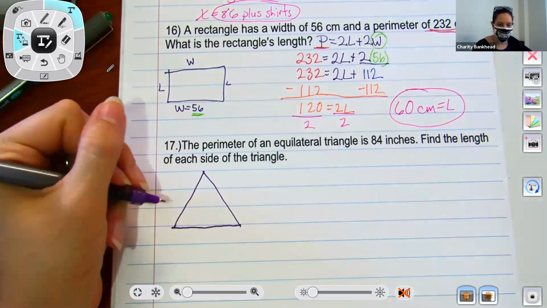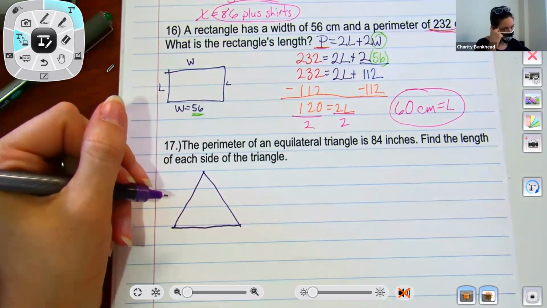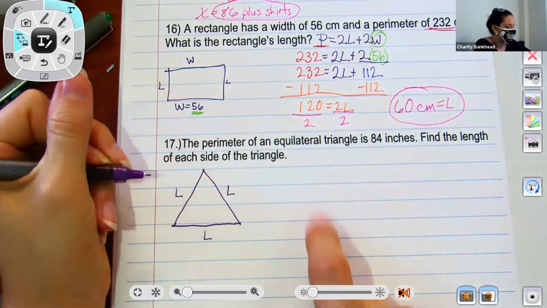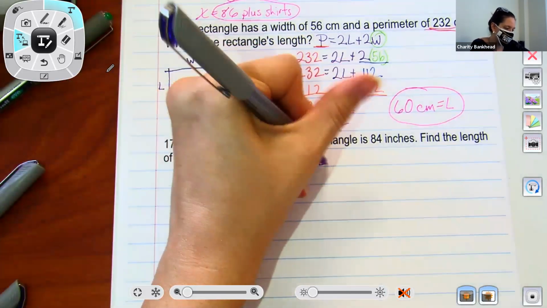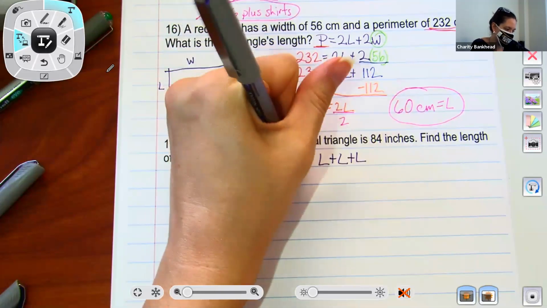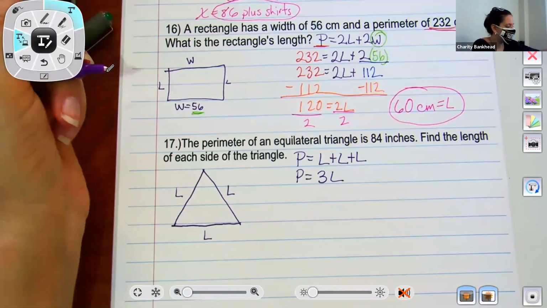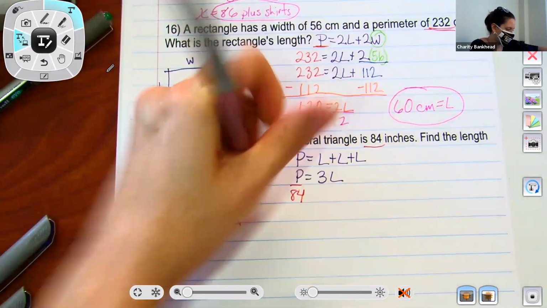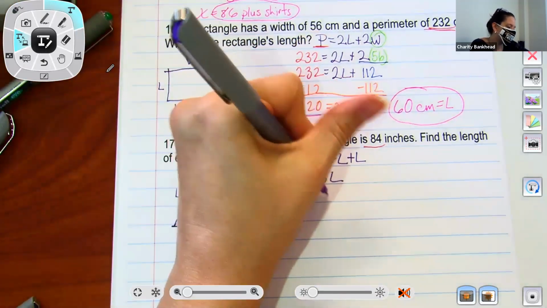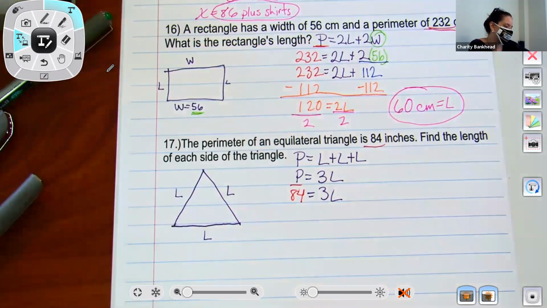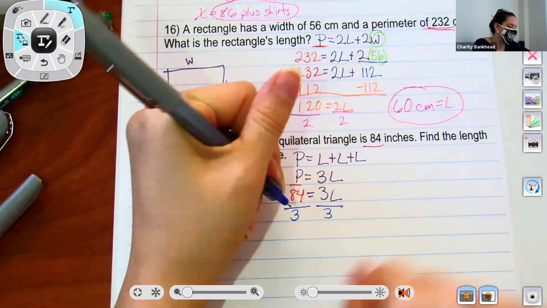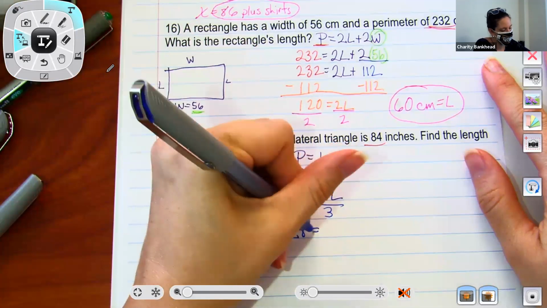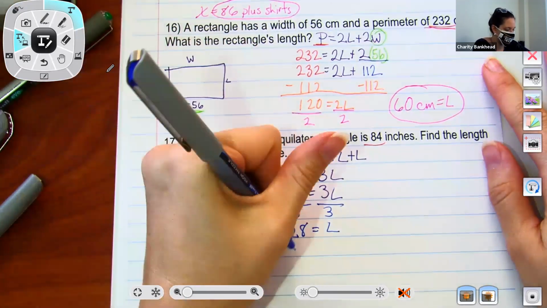So you can just pick out whatever variable you want to use, like you could use L for length, or you could just use X. However, it doesn't matter. So the perimeter is equal to L plus L plus L, or in other words, the perimeter is equal to 3L. And then it tells me that the perimeter is 84. So 84 equals 3L. And then I just need to divide both sides by 3. So that'd be 28 inches.